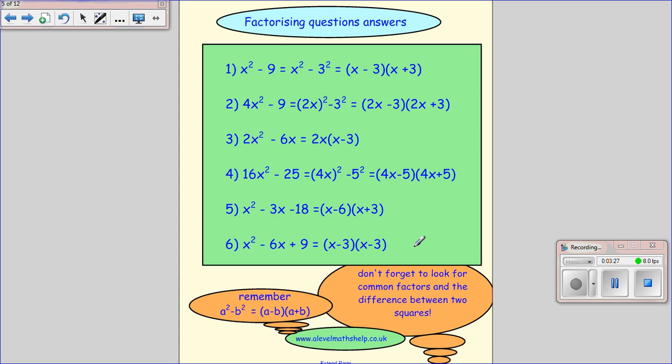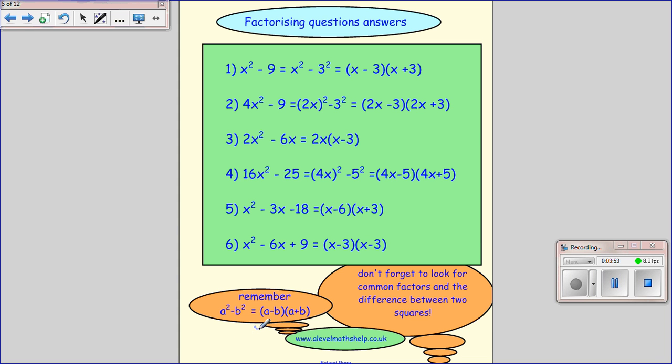Just going back again to the difference of two squares, sometimes you'll have something like x squared minus 1, and actually that is the same as x squared minus 1 squared, so your b would be 1. So don't forget that 1 is also a square number because it's the square of 1.